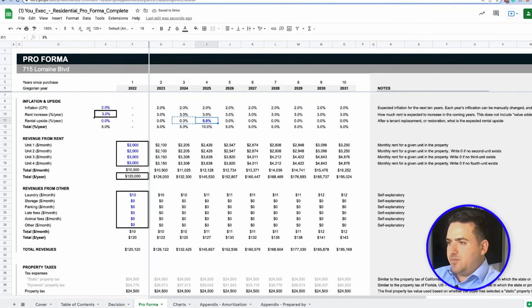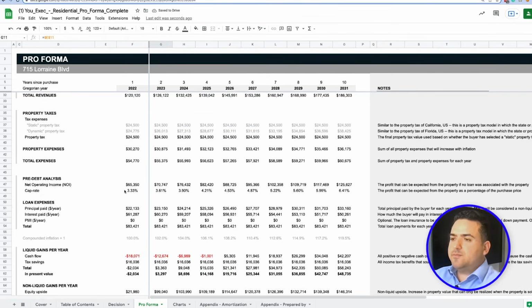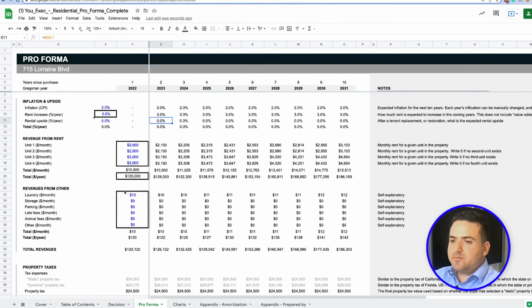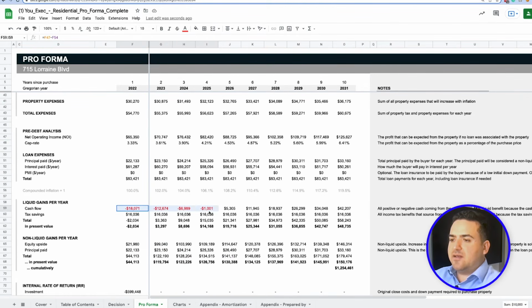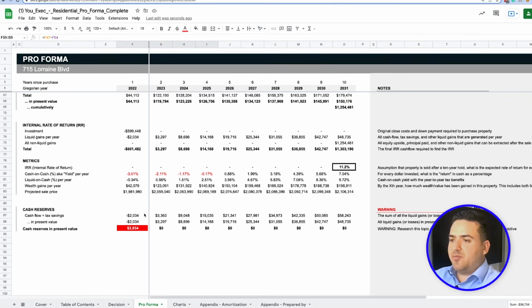And if we were to keep this with no rental upside, this is a property that's very interesting. The cash flows would dictate that we still have to invest in the property, but ultimately it is not as bad. We do need to have cash reserves. The cash on cash is pretty low, and ultimately the IRR is 11%.